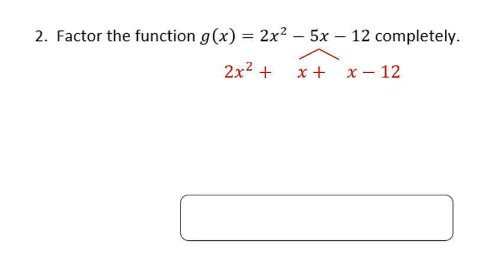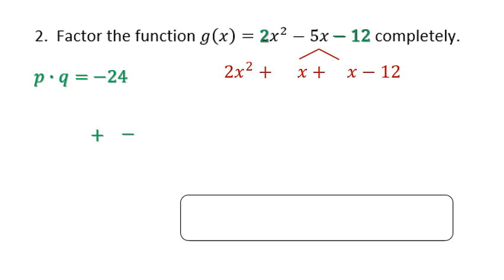So what are my clues? Well, I need p times q to equal something. Those blanks, of course, are p and q. They're going to multiply to be the first number times the last number, so 2 times negative 12. That means they'll multiply to be negative 24. The fact that they multiply to be negative tells me that one is positive and one is negative. I can't multiply 2 positive numbers or 2 negative numbers and get a negative. It's got to be one of each.